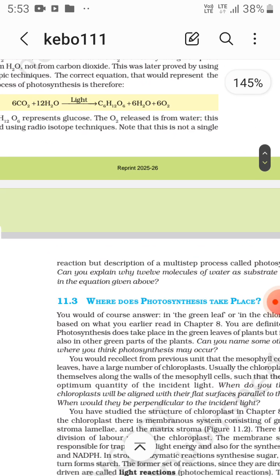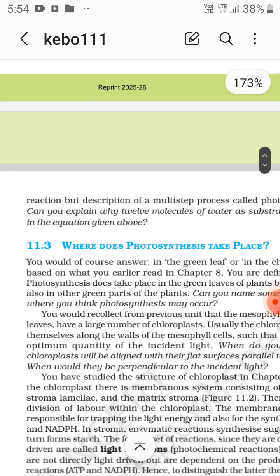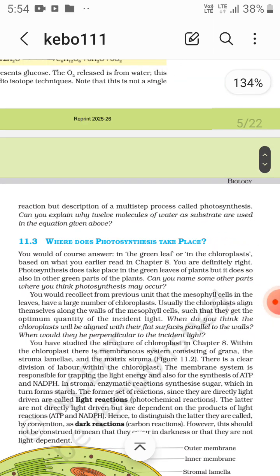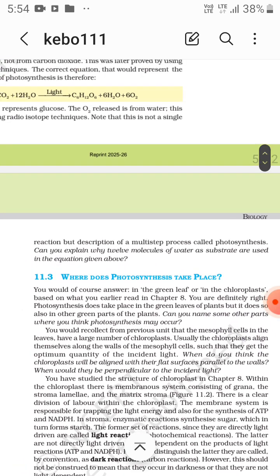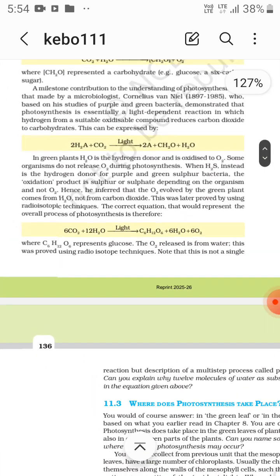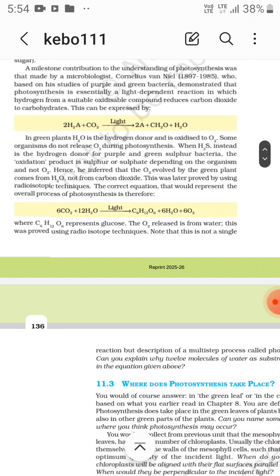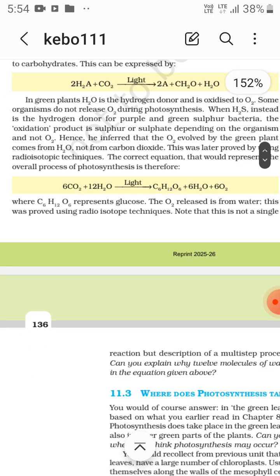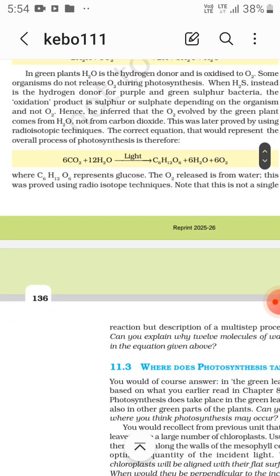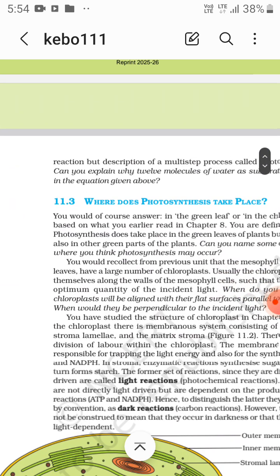Note that this is not a single reaction but a description of a multi-step process called photosynthesis. Can you explain why 12 molecules of water as substrate are used in the reaction given below? So 12 H2O molecules, because of the electrons needed during the transfer of electrons from PS2 to PS1, all those things.